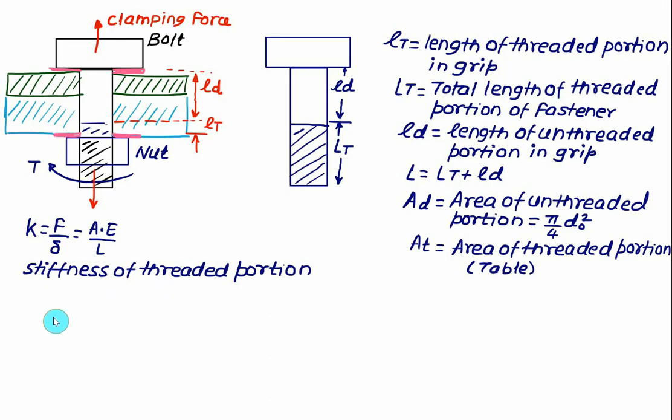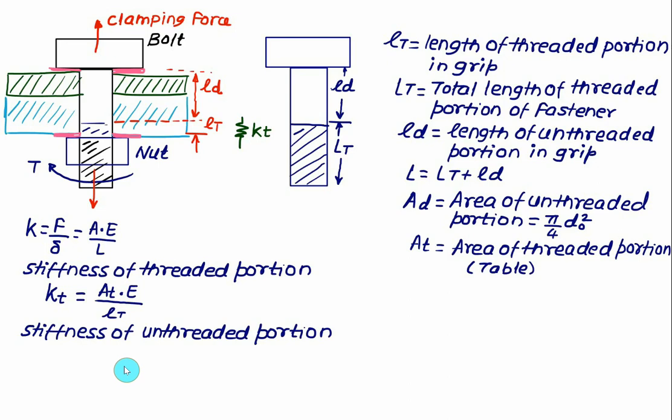The stiffness of the threaded portion will be represented by K, and for the threaded portion we use an additional suffix T. It is given as the area of the threaded portion, AT, multiplied by Young modulus. And whenever a grip is formed, we have to take only the LT portion, which is the threaded portion inside the grip. So this value is divided by LT, not by capital LT. Every time we can represent the stiffness by one spring, so we represent one spring and label this spring stiffness KT.